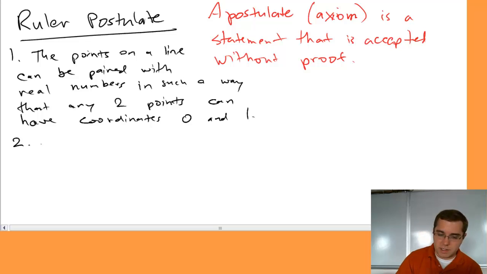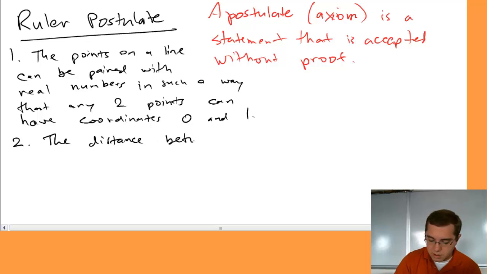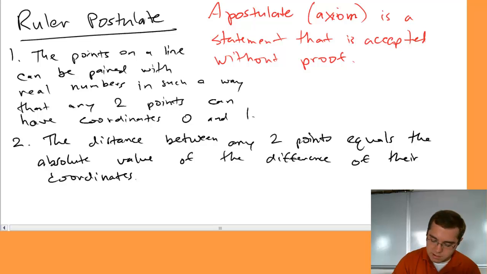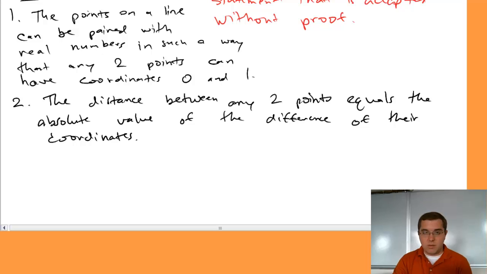The second part of the ruler postulate says once you've done that, the distance between any 2 points equals the absolute value of the difference of their coordinates. That makes sense. Back in algebra class, we found distances by taking the absolute value of the difference, the subtraction, of their coordinates. So we understand how that works. The ruler postulate is saying we can do that.